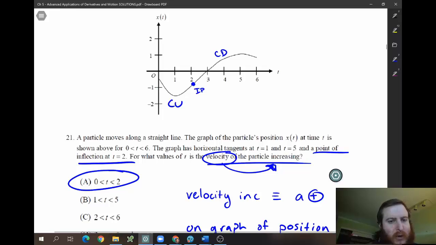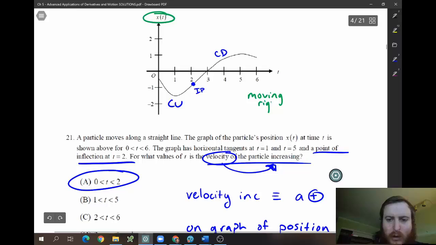So this first question does confuse a lot of students, and that's because we're given the graph of x of t. We're a lot of times used to being given the graph of v of t. So we want to make sure that we realize that moving right is when v of t is positive, but for x of t, that would be when x prime of t is positive. And so on an x graph, that would be when x is increasing.